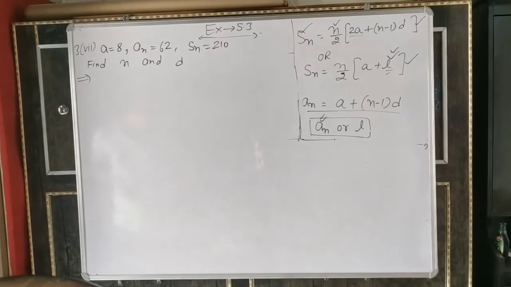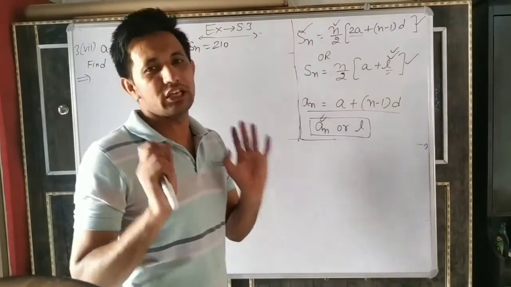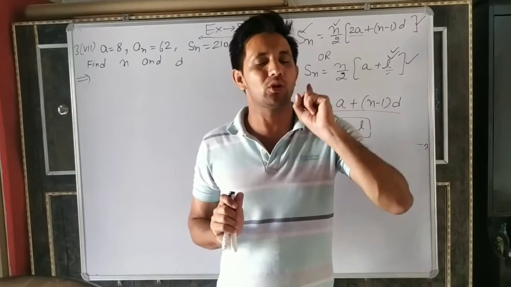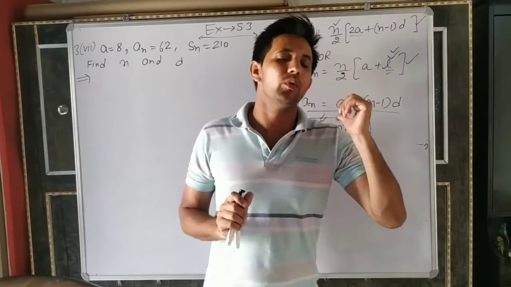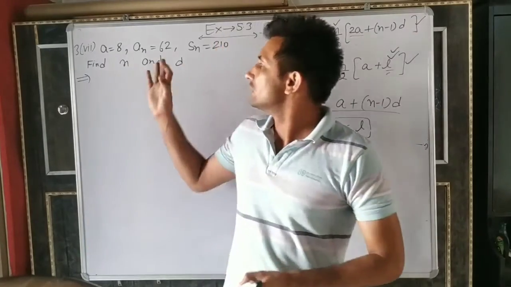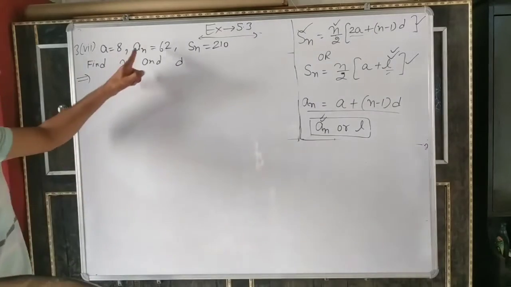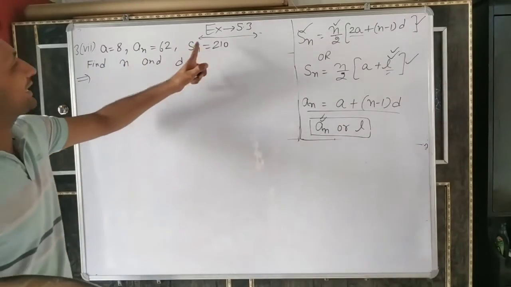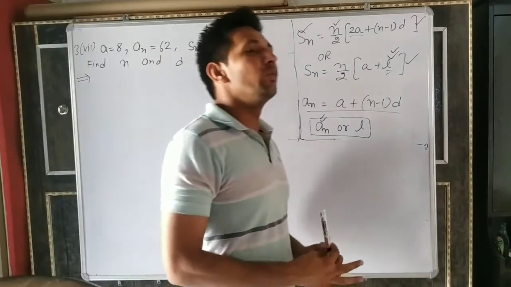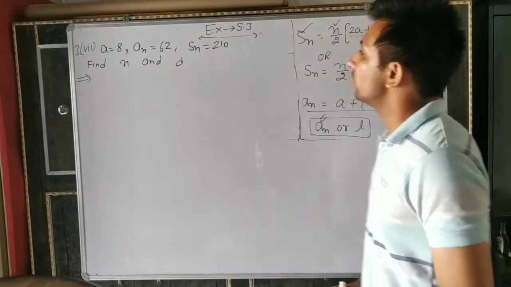And dear, the fourth question is also the same as the sixth part of the third question. So the fourth question you have to do yourself. In the fourth question also, we will make a quadratic equation, then we will find the value of n. Now, seventh part. What is given? a equal to 8, an equal to 62, Sn equal to 210. Find n and d. We will use whatever is given in the question.